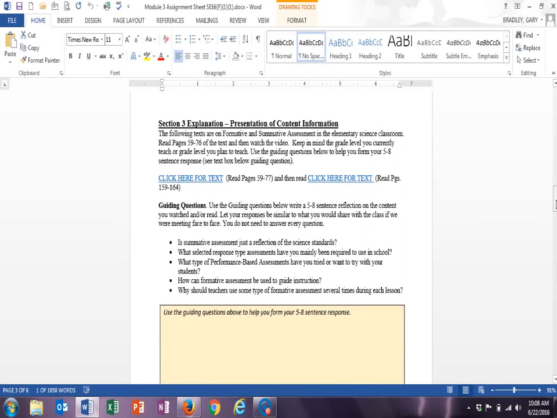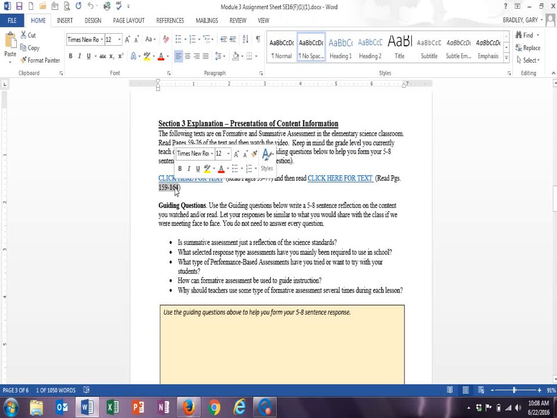Okay, very good. Let's take a look at Section 3, Explanation. We're looking at formative and summative evaluation. And I have two texts that I would like you to read for that. If you just click on those texts, it'll take you to those. There'll be documents, but you will need to flip to those page numbers 59 to 77 and 159 to 164. So don't read that whole document. Goodness, that's way too big. Just read those pages and you'll see those articles popping out at you.